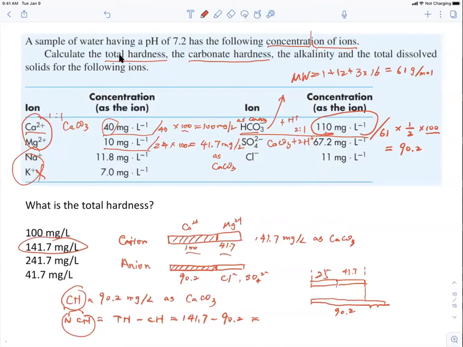Okay, so basically now the total hardness should be 25 plus 41.7. And the carbonate hardness is going to be equal to the total hardness, because finally it's decided by the polyvalent ions concentration. Okay, so hopefully you can understand this process better. I know that there are quite many definitions here. You will have a few practice problems in your homework problem. All right.